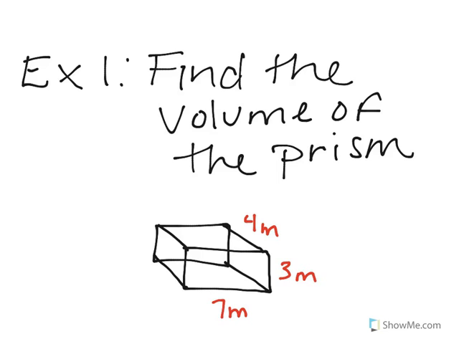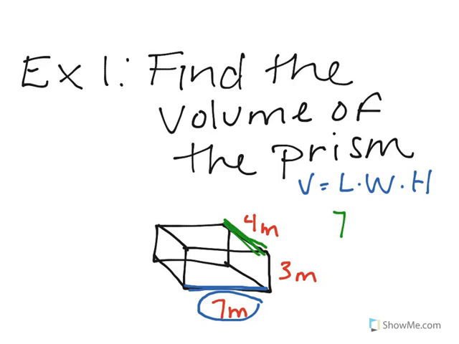So the length we're going to call 7. That's how long this object is. The volume equals my length times my width times my height. So my length is 7. Again, I'm just plugging numbers into my equation. My width is how wide something is, so in this picture, my width right here is 4. And then my height is how tall something is, so my height is 3.